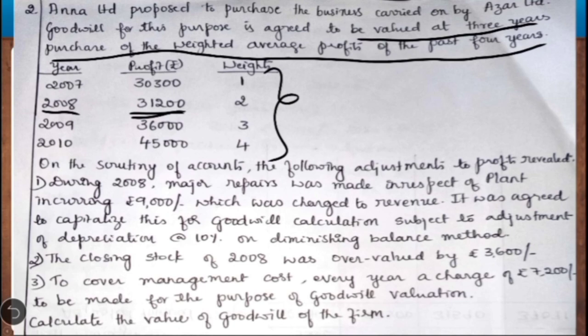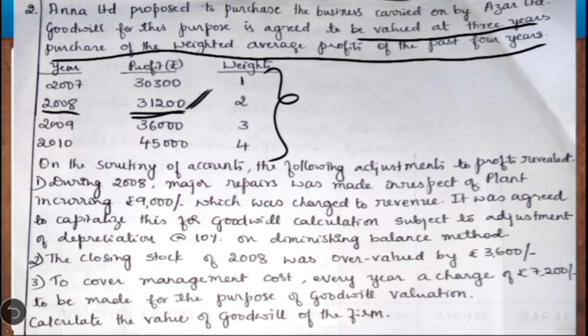to revenue. So here, what is the meaning of charging to revenue? They have debited that to the profit and loss account. When you debit an item or expense to the profit and loss account, what happens to the profit? Profit gets decreased. So here, because of debiting this 9,000 in respect of a major repair of a plant in the year 2008, the profit of 2008 was reduced. That is, 31,200 is the decreased profit.